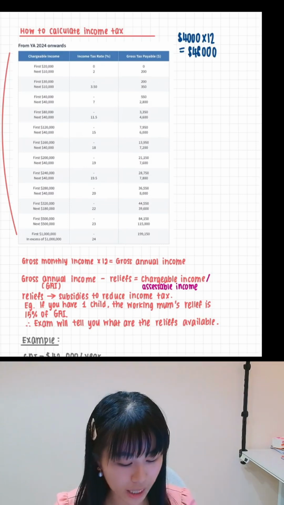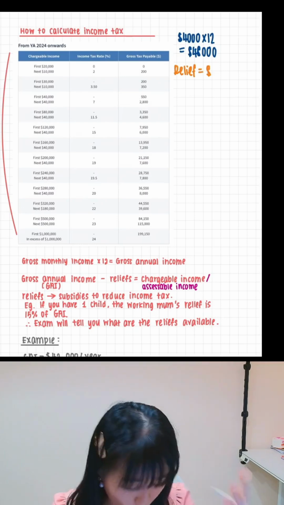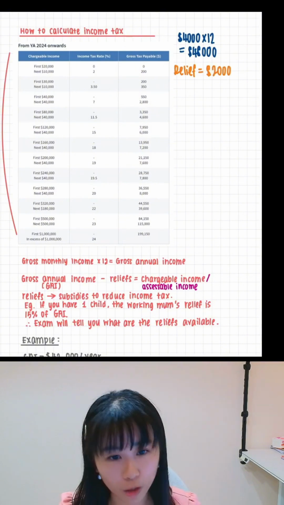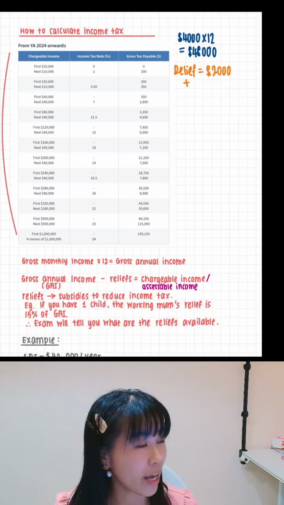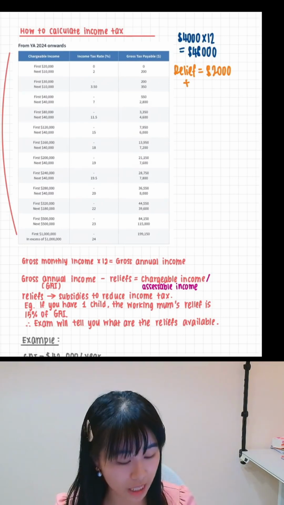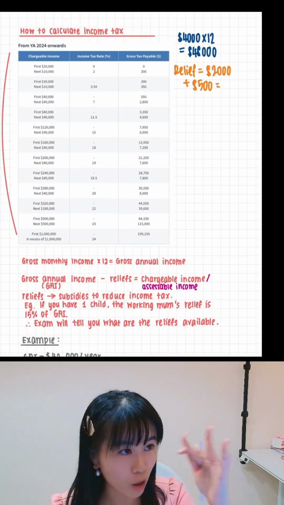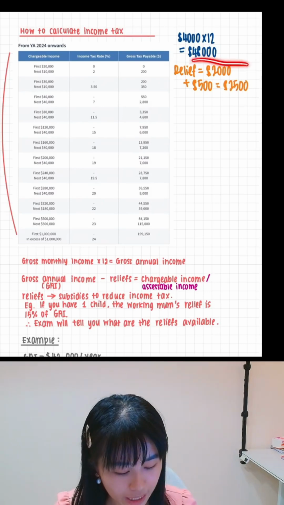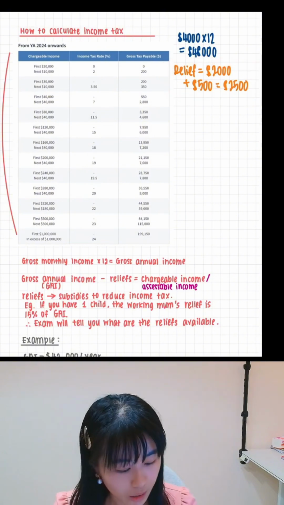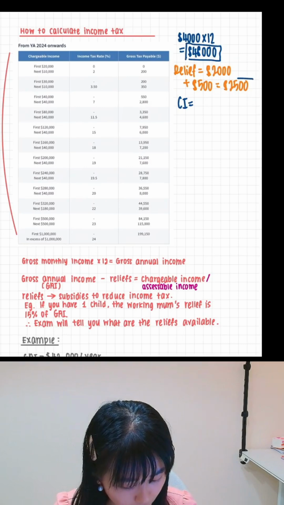Then the question will tell you the reliefs. Let's say the question says $2,000 for the working mother relief, and then maybe you take care of your parents. Sometimes they also have this relief, let's say another $500. They will tell you all the reliefs, then you just add them up. Let's say it's $2,500. By the way, I repeat that this will be given. Example only.